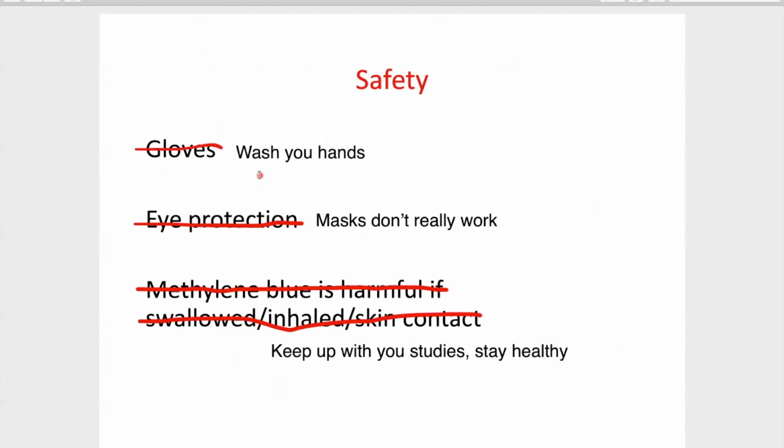Lastly, I just want to remind you guys, please make sure to wash your hands frequently as instructed. Masks don't really work that well because the virus is much smaller than your average mask that you pick up from the dollar store, or if you paid $300 for it on Amazon.